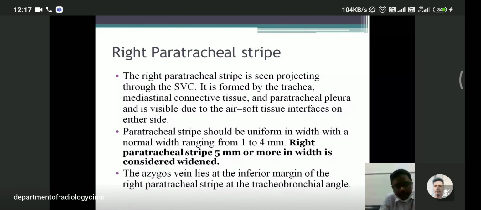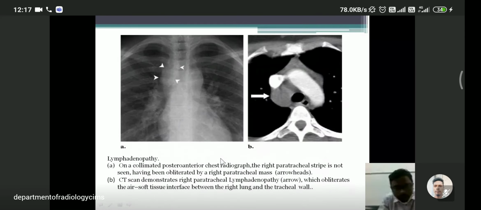So next is the right paratracheal stripe. Normally the paratracheal stripe should be uniform in width, with the normal width ranging from 1 to 4 mm. If the width is more than 5 mm, it is considered widened. Here we can see this is your trachea, and we can clearly see the widening of the paratracheal stripe. On CT, we see there is a lymph nodal mass in the paratracheal region. Any thickening more than 5 mm in the paratracheal region shows some abnormality.